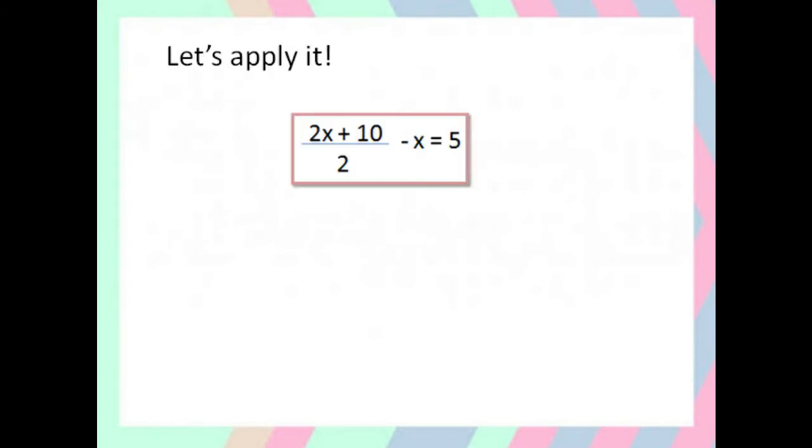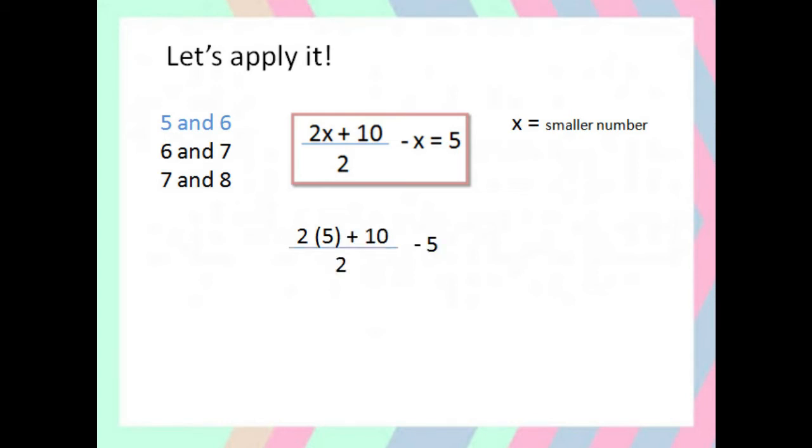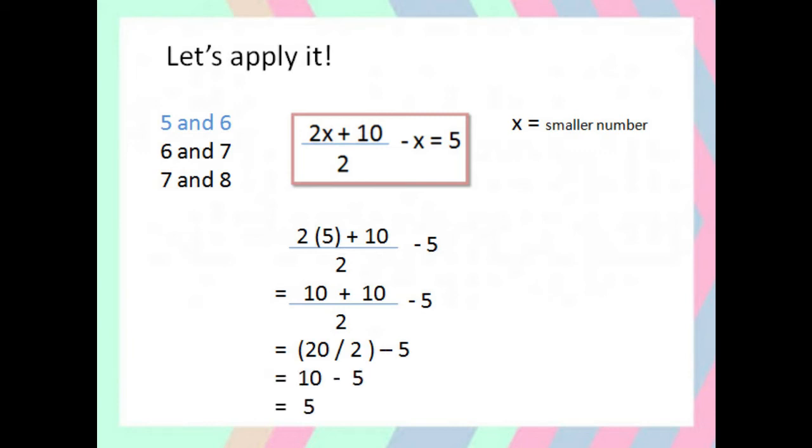What we are going to do is apply the consecutive numbers that we picked awhile ago to test if they satisfy the answer 5. We have consecutive numbers 5 and 6, 6 and 7, 7 and 8, where x is the smaller original number. Let's start with 5 and 6. x will be 5. 2 times 5 plus 10, all over 2, minus 5. 2 times 5 is 10, plus 10 is 20. Divided by 2 is 10, minus 5 is 5. So our conjecture model has satisfied the answer 5.